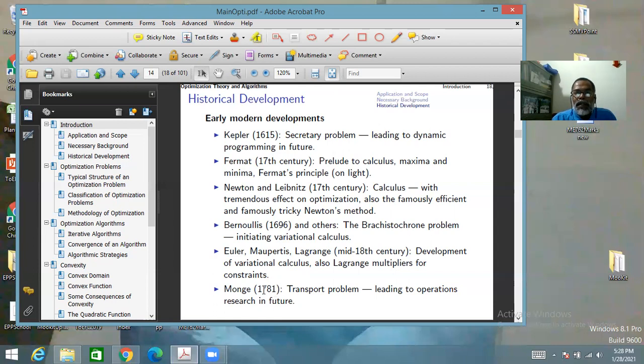In 18th century itself, Monge studied a transport problem. Okay? So how to transport things in the best possible manner among places. And that later led to the field of operations research, very important in industrial engineering. And 20th century was full of operations research.